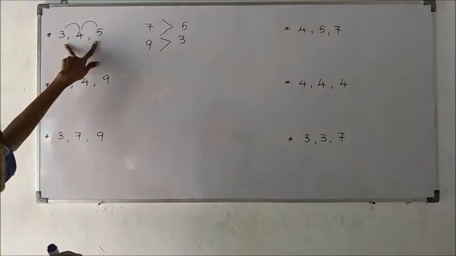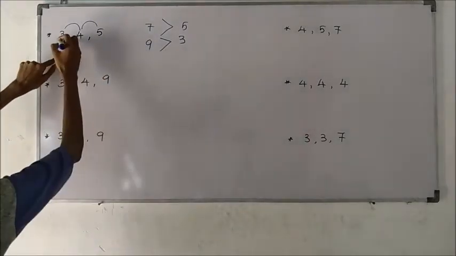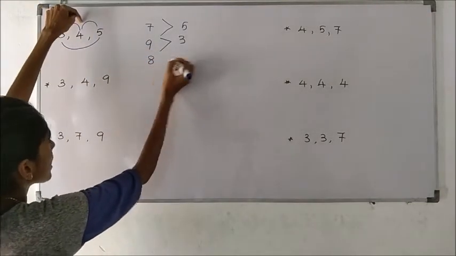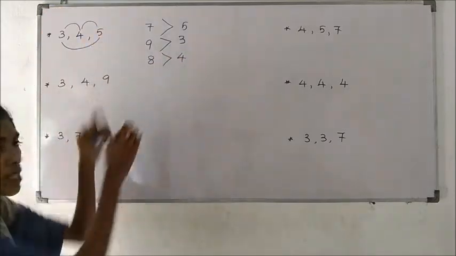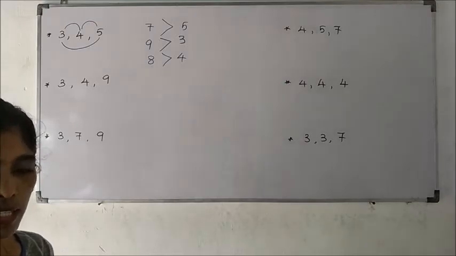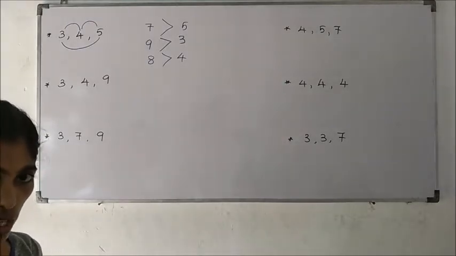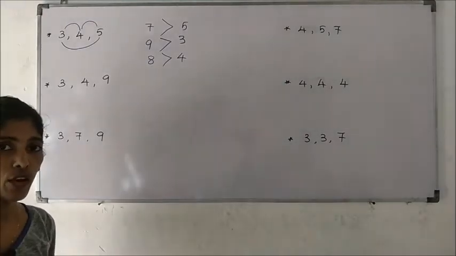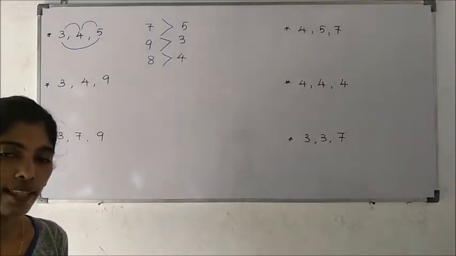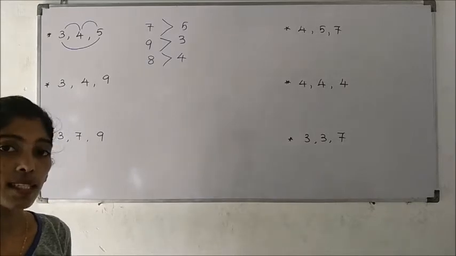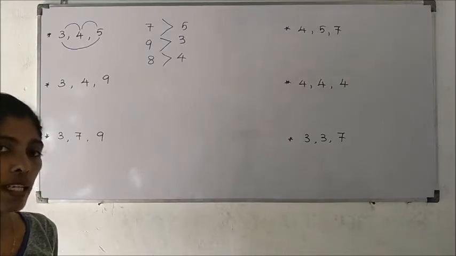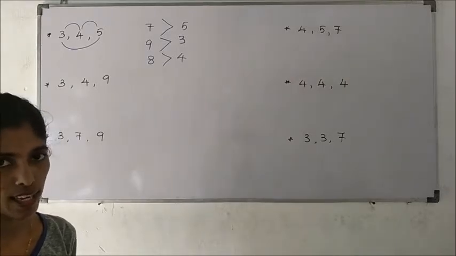Next we can add the first and last. 3 and 5 is 8 and the remaining side is 4. There also the sum is greater. So every time you are given three lengths, you are going to check whether you can draw a triangle or not. When you are given any three lengths, two by two, you add the sides and see whether the sum is greater than the remaining side. Every time the sum must be greater than the remaining side, remember.